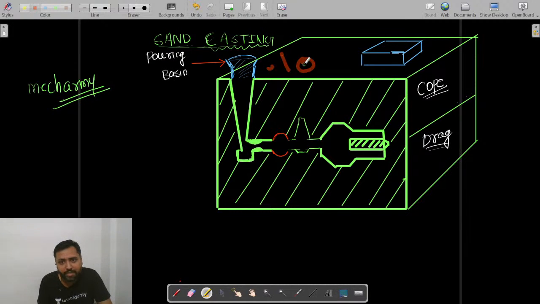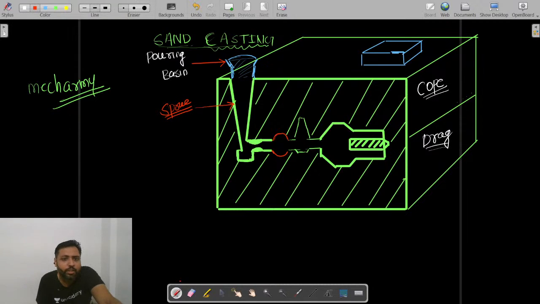So either you press it and make it like a pouring basin, or you can do another thing here. This pouring basin, which is like a funnel shaped cavity, will be made somewhere else, like from ceramics, and you can simply place it over this vertical channel that you have cut into the sand mold, which is what you call as sprue.